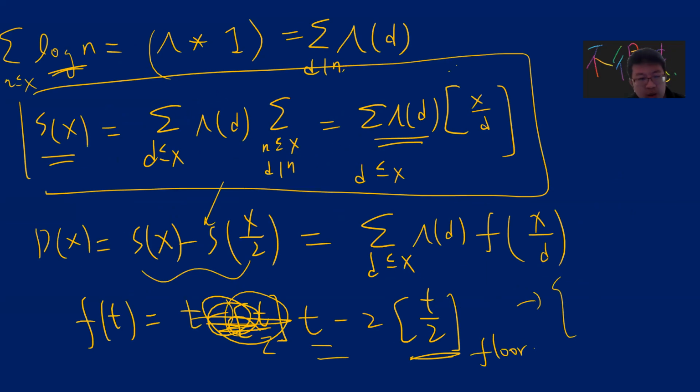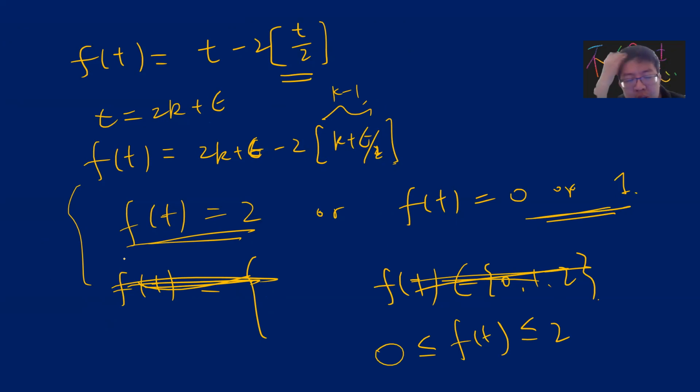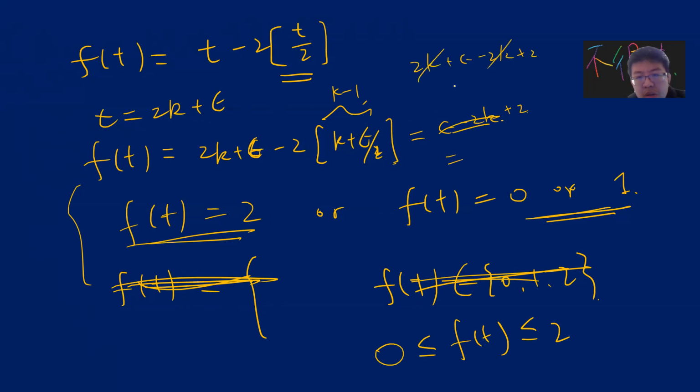So this means that let's consider this d of x. Bad idea. Very bad idea. Sorry, f of t actually cannot be 2. f of t can only be 0 or 1. Oh, sorry about this, I'm stupid. Let me just see whether this is true.